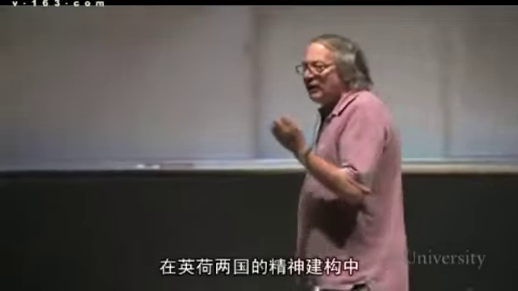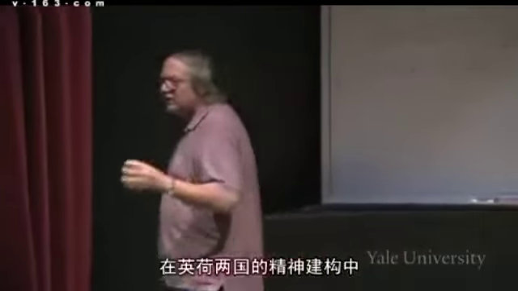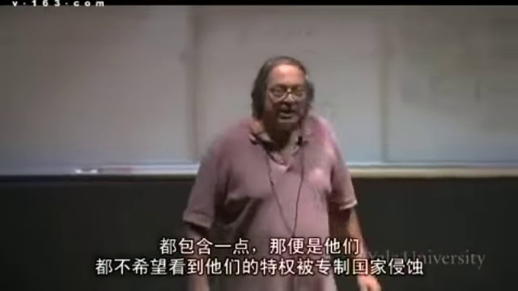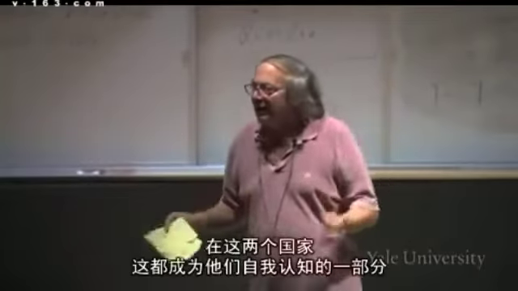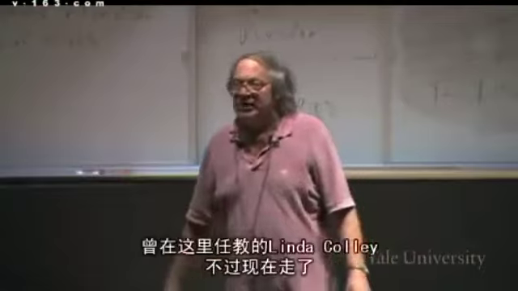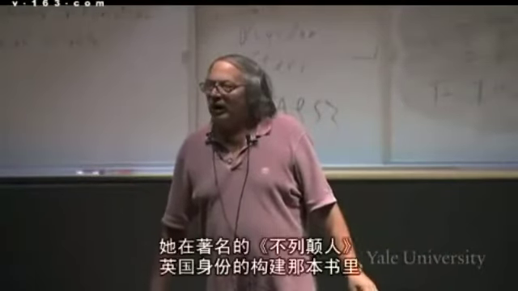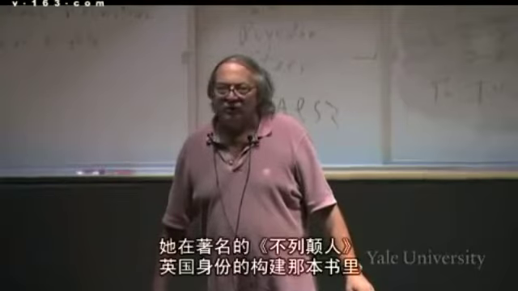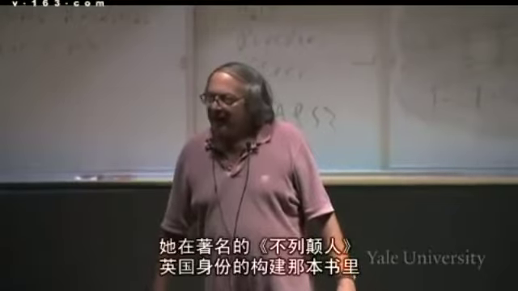And so, the mental construction of the Dutch and the English both involves one thing they don't want to be, and that is to lose their prerogatives, their rights to an absolute state. And in both cases, this becomes part of their self-identity. That's an essential part, as my good friend Linda Colley, who used to teach here and sadly is not here anymore, she's at Princeton, made an argument in her very successful book called Britons, The Construction of British Identity.